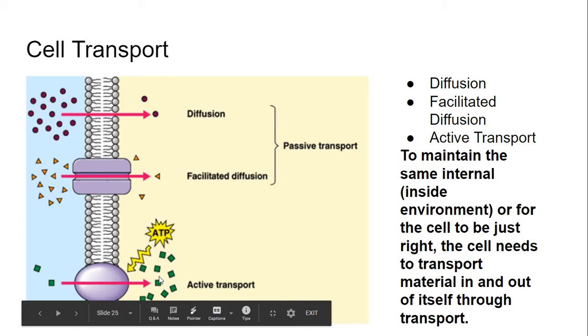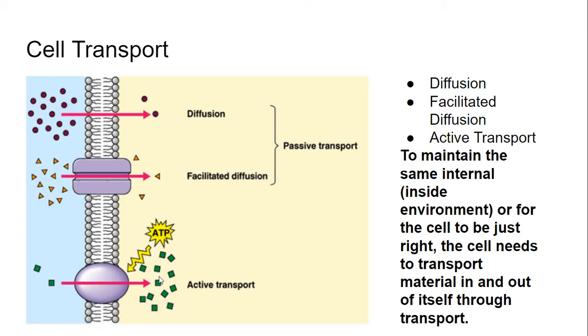Active transport, the body uses energy in the form of ATP in order to pump things in and pump things out. The main difference is active actually uses energy. Passive, no energy is being used. It just happens on its own without any activity in the form of ATP. So these are three ways that the cell moves things in and out and keeps things just right through these main ways of transport.